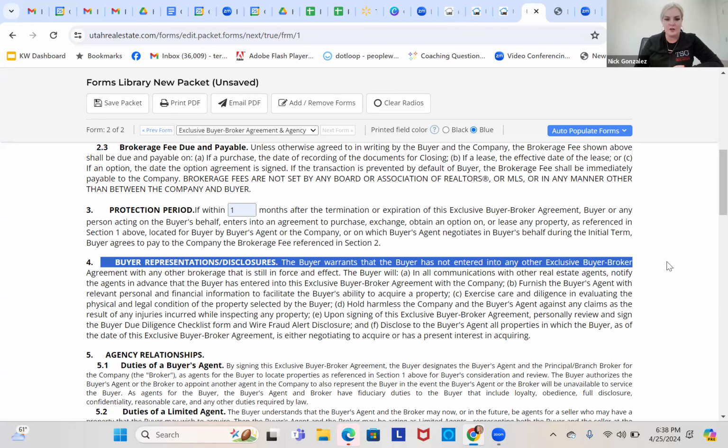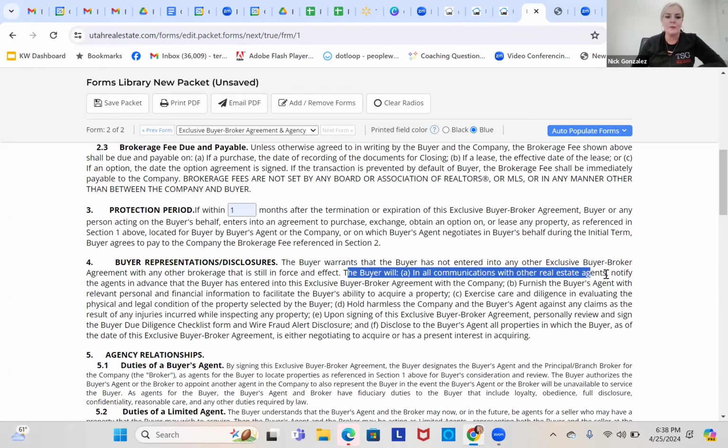Buyer's representation and disclosures. It just says that they have not signed anything with anybody else. They are not under an agreement with anybody else, and they do agree to communicate with us. They basically are planning to move forward with purchasing a home. They're going to exercise their care and diligence, making sure they do what they need to do to make sure that's the home that they want.